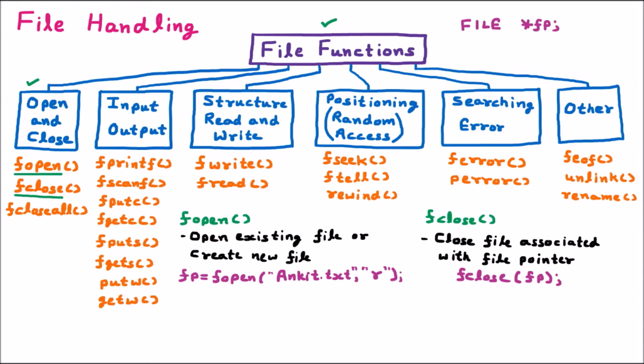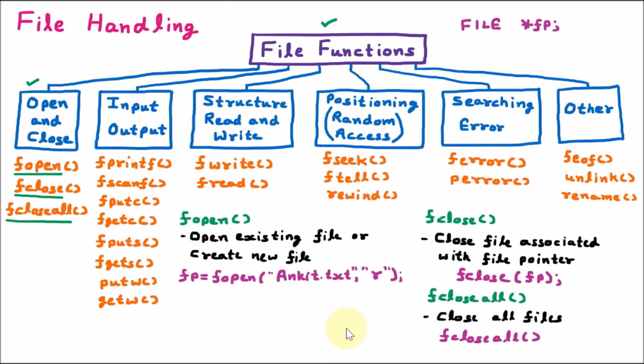The next function is fcloseall. This function is used for closing all the files which are open. So if you want the files which are open to be closed, for that we use the function fcloseall. This closes all the files which are open.